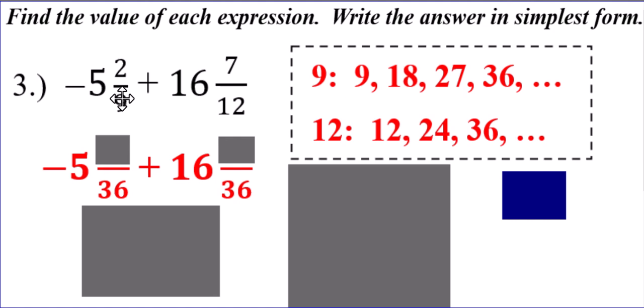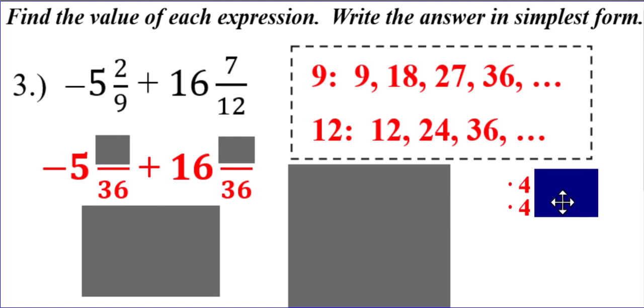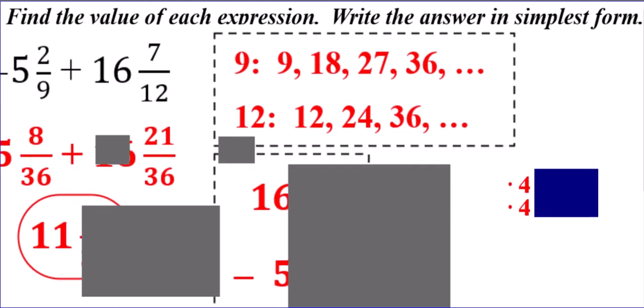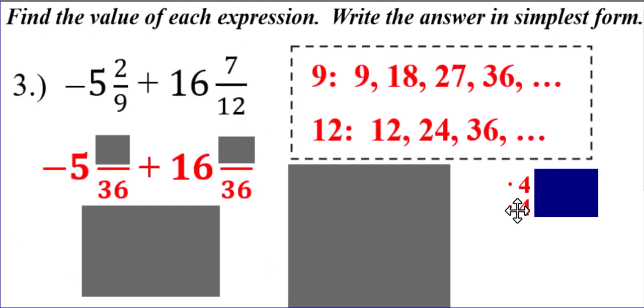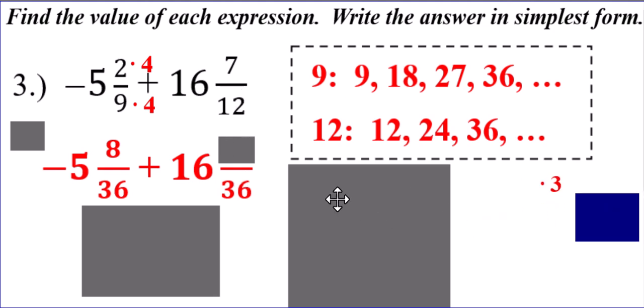What can I take times 9 to get 36? Well, that would be 4. Sorry, I'm moving the wrong thing. Let me try this again. 9 times 4 would make 36, but then you've got to multiply the numerator times 4 as well. 2 times 4 is going to give me 8. Now, what times 12 is 36? That would be 3. So if I multiply the denominator times 3, I've got to multiply the numerator times 3 as well, and that's going to give me 21.